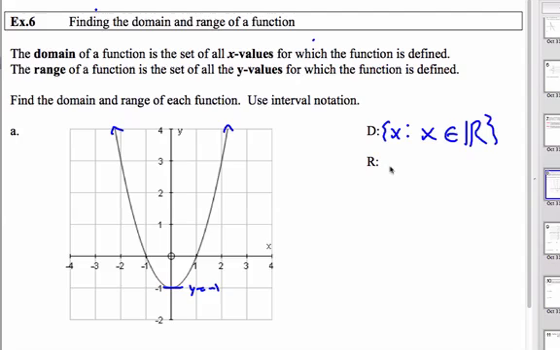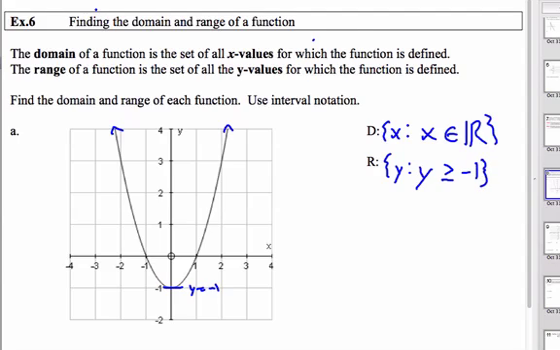And the range, we can write it as, well, we see that y equals -1 is the smallest value possible, and y can't be anything below -1. So we can write it like this: y such that y is greater than or equal to -1.